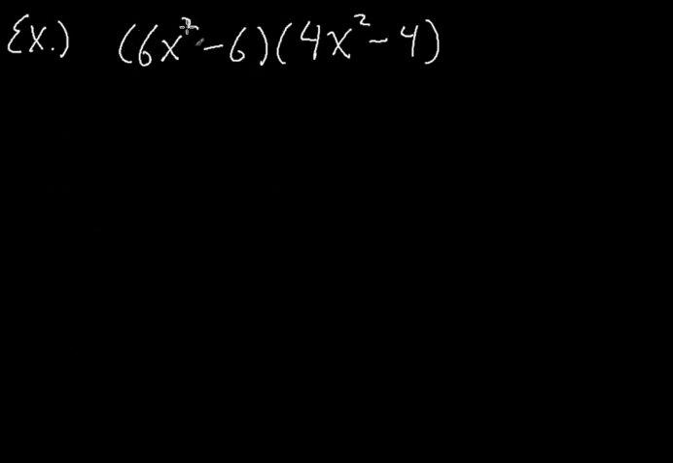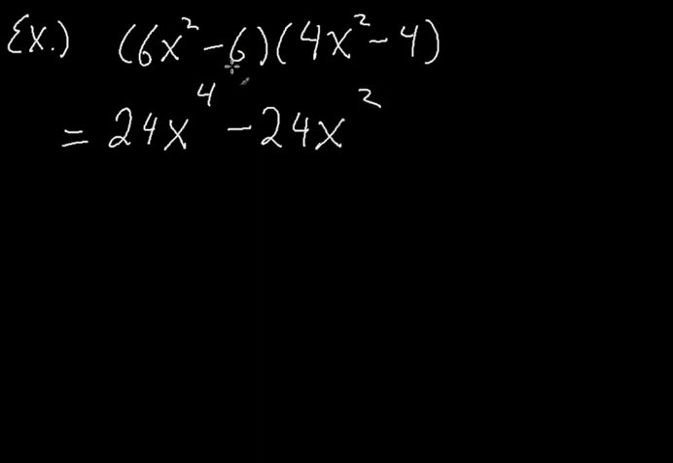I have 6x squared minus 6 times the group 4x squared minus 4, okay? So let's see what we can do. 6 times 4, again, is 24. And I have x squared, so this is x to the 4th. Then I have 6x squared times negative 4, which is negative 24x squared. Negative 6 times 4x squared would be negative 24x squared. And then negative times negative is positive, and that's going to be positive 24. A lot of 24s there.